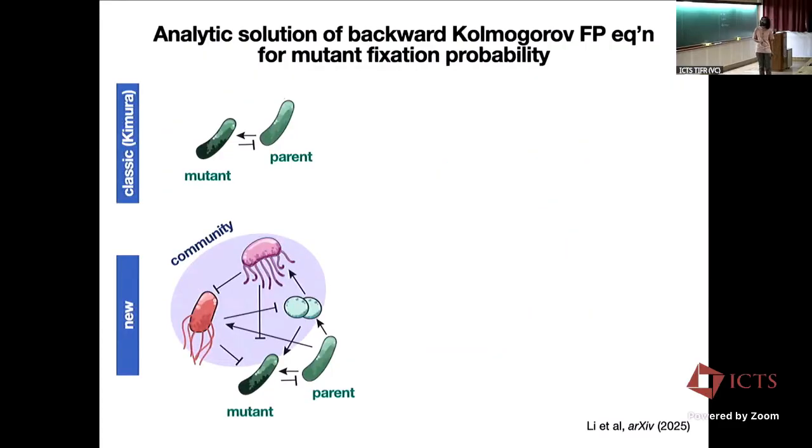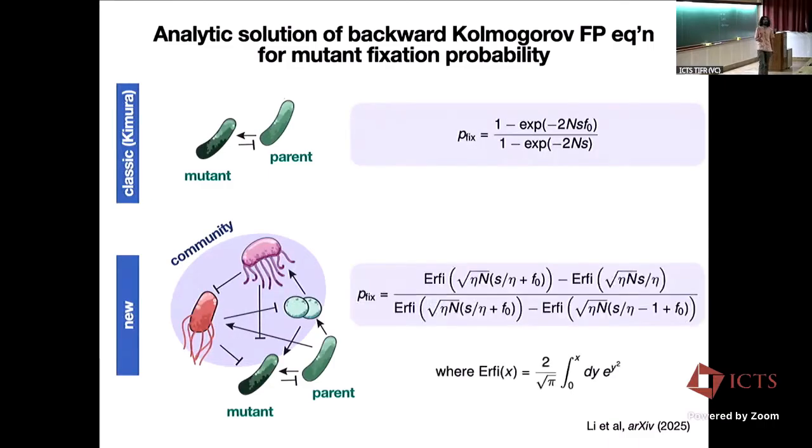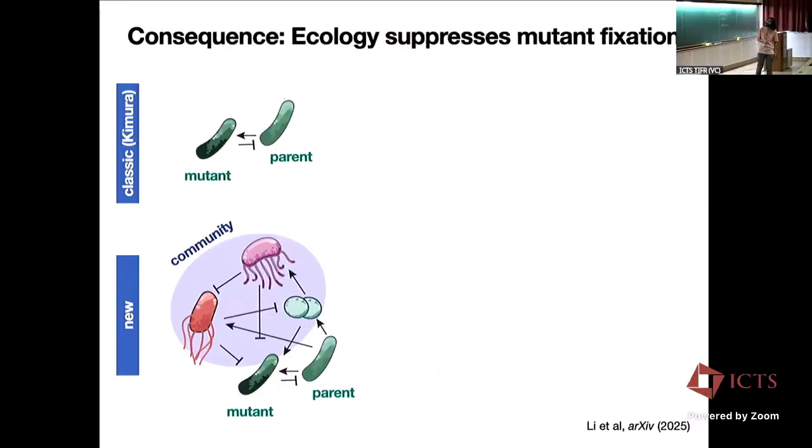You can solve the backward Fokker-Planck equation, which is what you use to solve this Kimura formula for the fixation probability. And you can arrive at a similar analytic form for the fixation probability in this very, very general case, which involves some imaginary error functions. But importantly, you can check that in the limit where there's no ecology, when the feedback goes to zero, this formula actually collapses back to the Kimura formula. So in some sense, it's broader and contains what the classical thing contained.